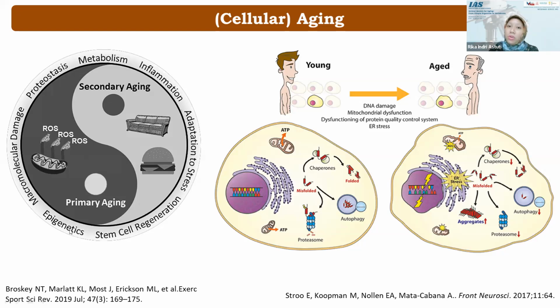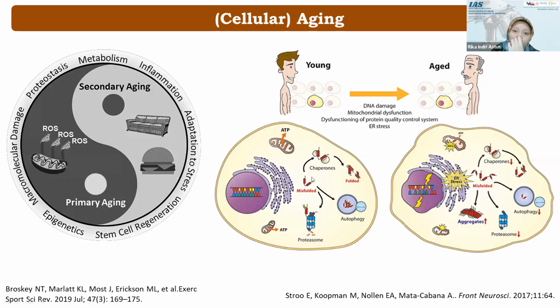In terms of cellular aging, we understand that aging can occur in individual cells. You can see here a review by Strew et al., 2017. They figured out the differences between young cells and old cells. Basically, in young cells, everything works really well. Mitochondrial activity basically produces ATP, produces energy, with a very minimal accumulation of free radicals or reactive oxygen species compared to the old cells.